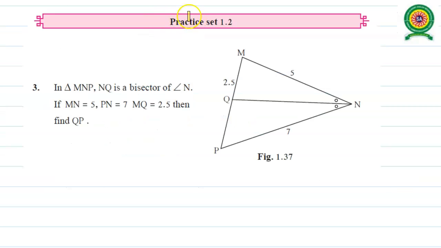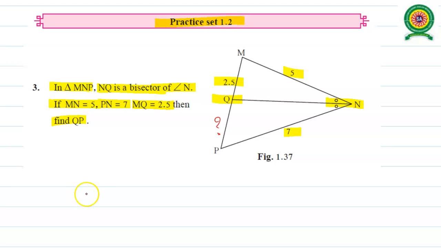Now look at the third sub question in practice set 1.2. We have triangle MNP. Already we have been given the figure. NQ is a bisector of angle N. Look at the angle N and NQ is the bisector of it. That's why the same symbolic representation is given. If MN equals 5, then PN equals 7, MQ equals 2.5, then try to find QP. So I will put a question mark over QP.